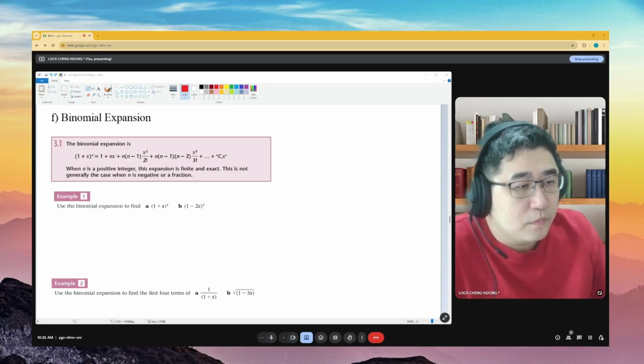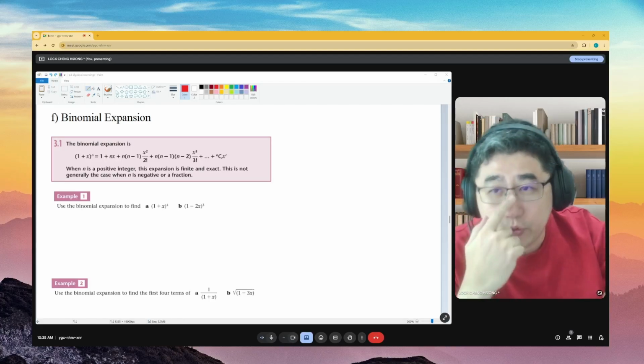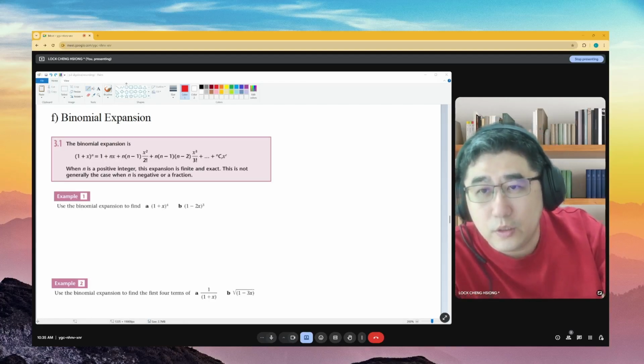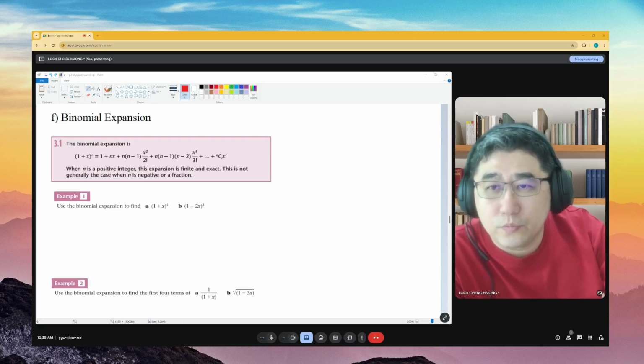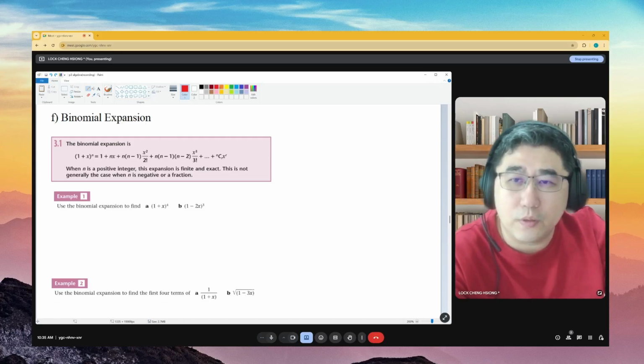Okay, the next section that we're going to do for chapter 1 is binomial expansion. This binomial expansion will be slightly different from your P1 binomial expansion.